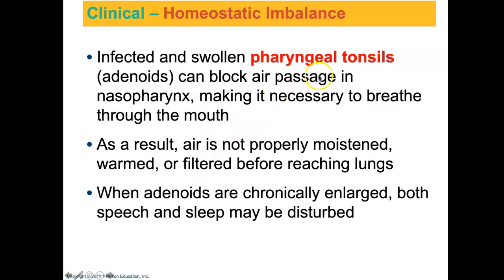So we know that we can remove tonsils. So the pharyngeal tonsil, which is also sometimes called the adenoids, can block air passage. Remember that the pharyngeal tonsil is in the nasal cavity. And if it gets really, really large, it can block part of the nasopharynx and the oropharynx and make breathing harder, right?